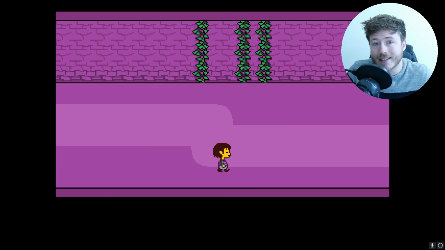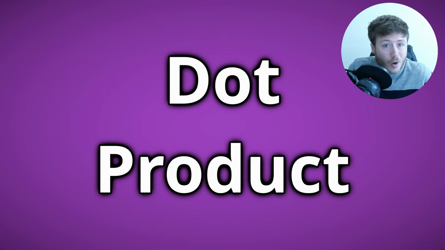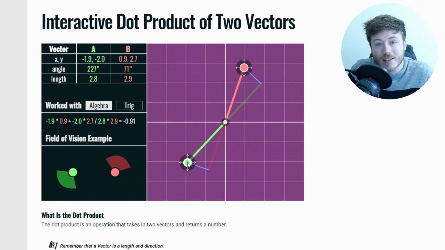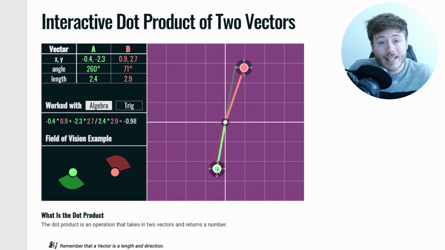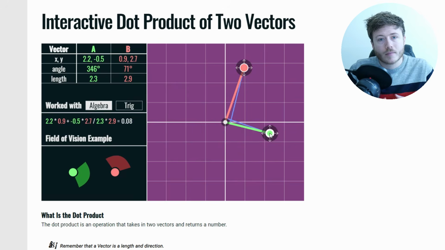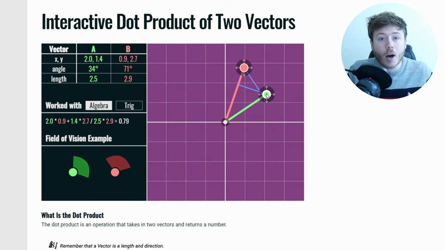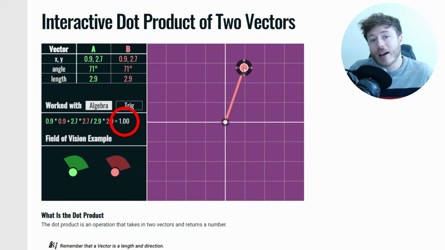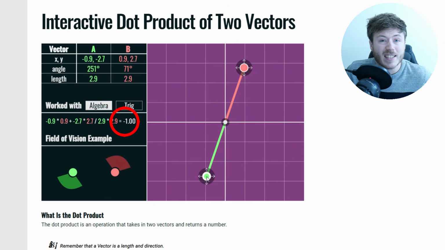There's also this thing called the dot product. The dot product is a special thing you can do with vectors. It lets us know how similar two vectors are to one another. It tells us how much they are pointing in the same direction. So if I have two vectors that are pointing in the exact same direction, the dot product is 1. If I have two vectors that are pointing in opposite directions, the dot product is -1, because in opposite directions they are as different as they can possibly be.